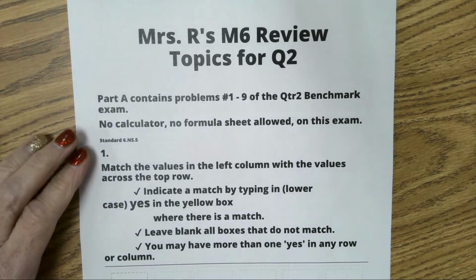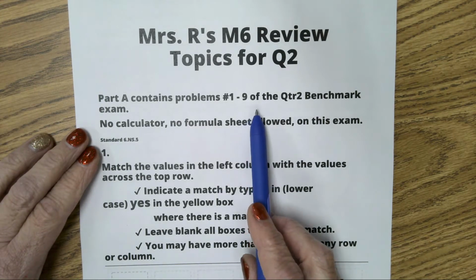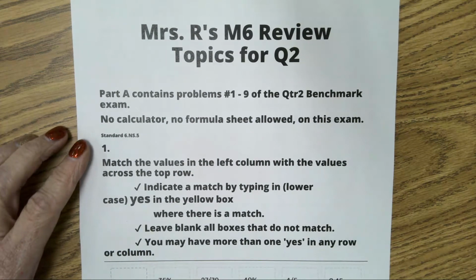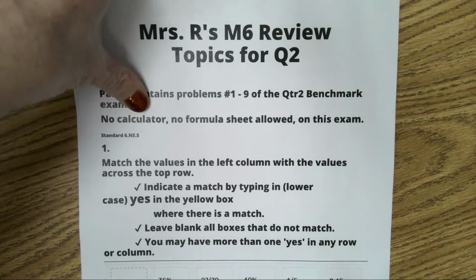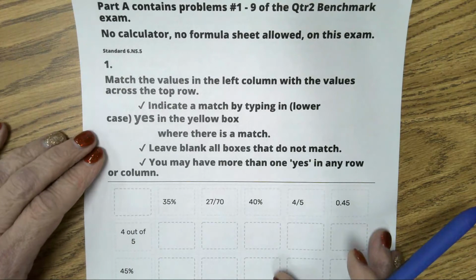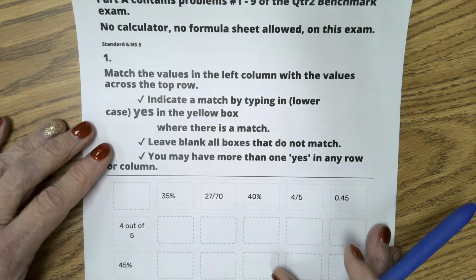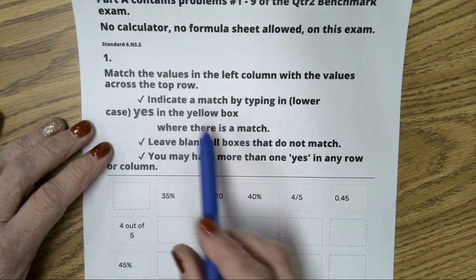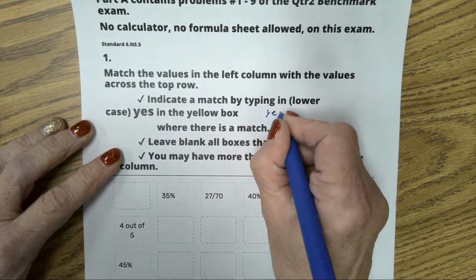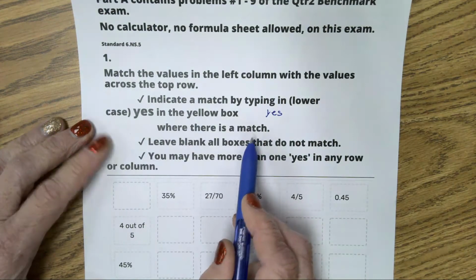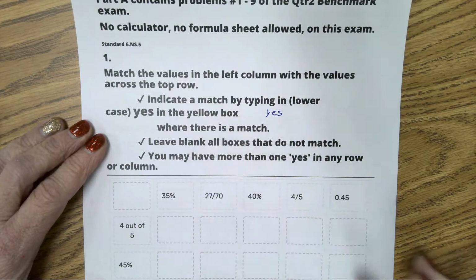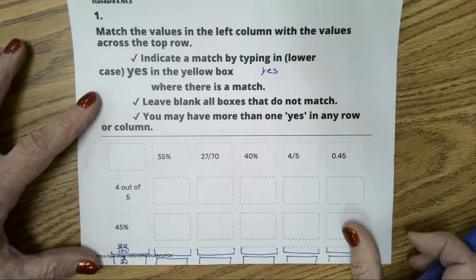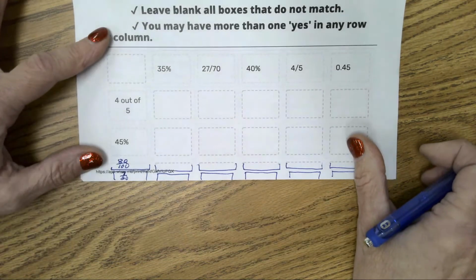All right, it says Part A contains problems numbered 1 to 9 of the Quarter 2 benchmark exam. No calculator, no formula sheets allowed on this exam. Question 1. Match the values of the left column with the values across the top row. Indicate a match by typing in lowercase yes. All right, that just means no capital letters, yes, where there is a match. Leave blank all boxes that do not match, and you may have more than one yes in a row or column.